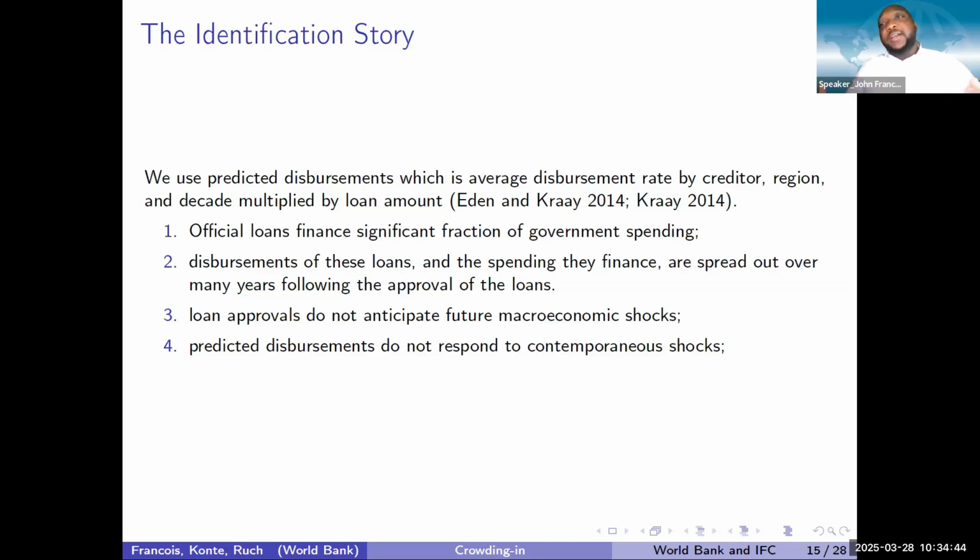So what you want a good instrument to be is that you don't want it to be correlated to the current economic shocks that we face. And so the loan approvals, because they happen way in the past, are predetermined, and then they are disbursed over time, right? So the computation of the predicted disbursement by construction shouldn't and does not respond to contemporaneous shocks because they were decided long ago and they are just being disbursed, right?